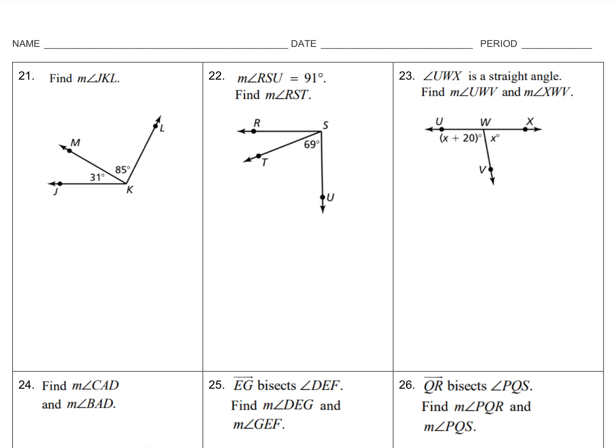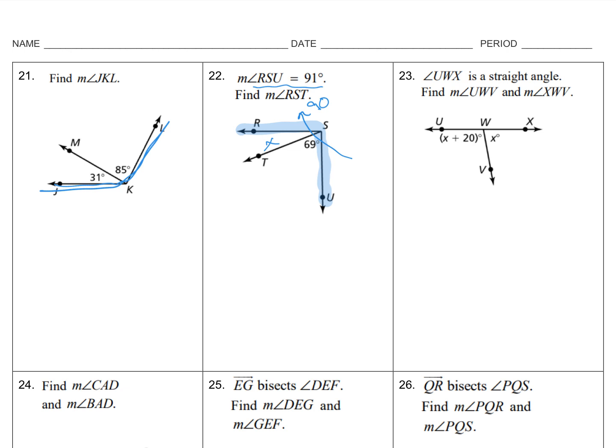So for 21, it wants angle JKL. So it wants our whole angle here. So you're just going to add those together. On 22, it tells you RSU is 90. So RSU is the whole angle, and we know that angle is 90. So on this one, we're wanting this guy. So that one you're going to subtract.